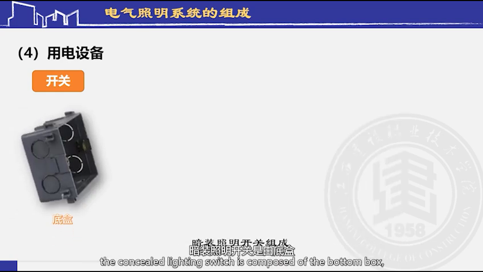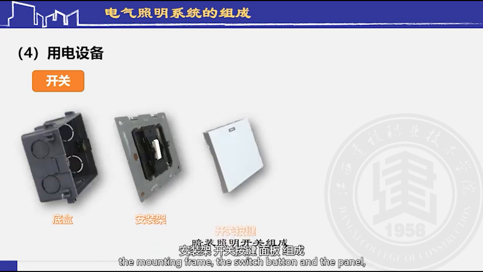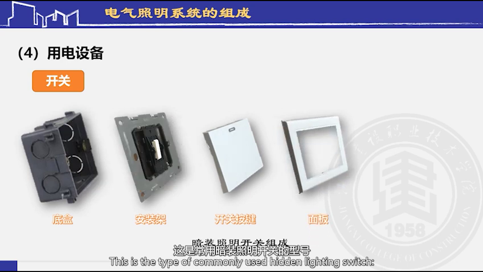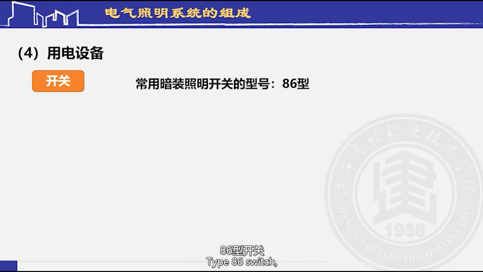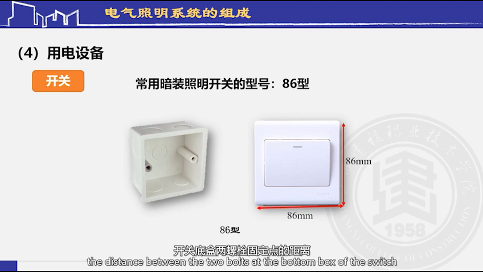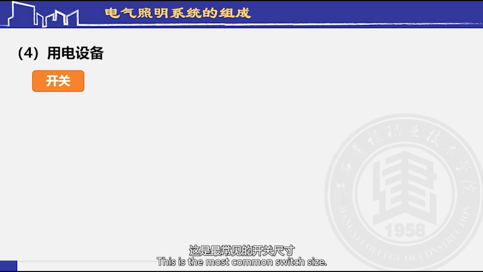The concealed lighting switch is composed of the bottom box, the mounting frame, the switch button, and the panel. This is the type of commonly used hidden lighting switch: Type 86 switch. The switch panel is square. The side length is 86 mm. The distance between the 2 bolts at the bottom box of the switch is 60 mm. This is the most common switch size.